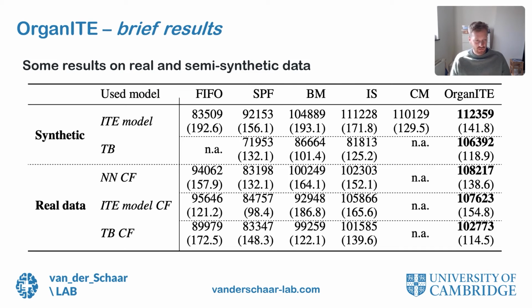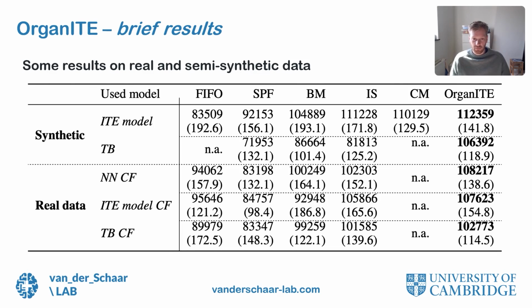So we've tested this against multiple different allocation policies. The first one is FIFO, which is a very naive first in, first out method of allocating organs. The second is sickest person first, which, as the name suggests, picks only the sickest person on the waitlist. Then there's best match. This is a policy that allocates the organ to the patient that is estimated to have the highest potential outcome. A similar policy to this is currently in use in the United States. And incremental survival, which is the difference between receiving no organ and an organ. So basically the ITE, which is currently in use in the UK.